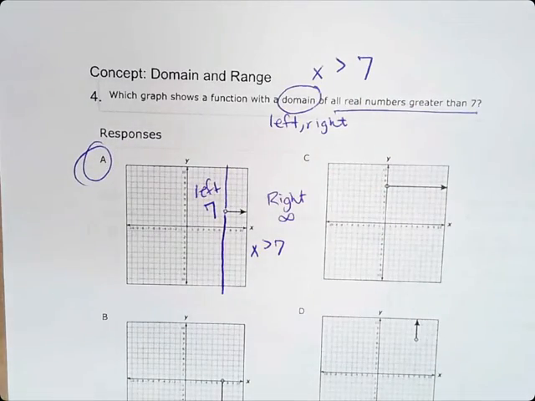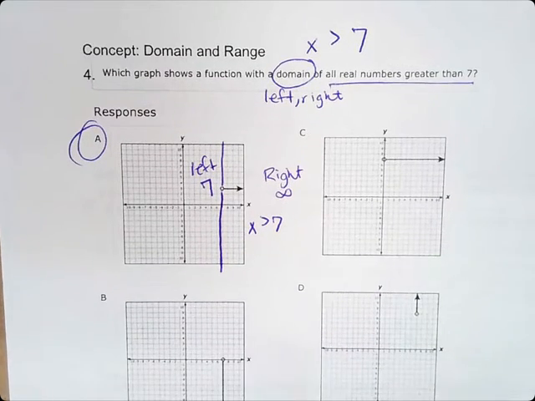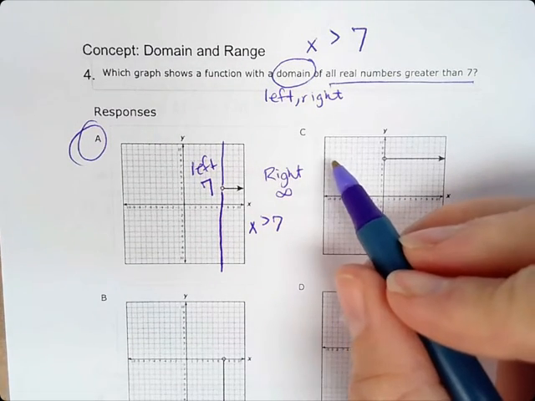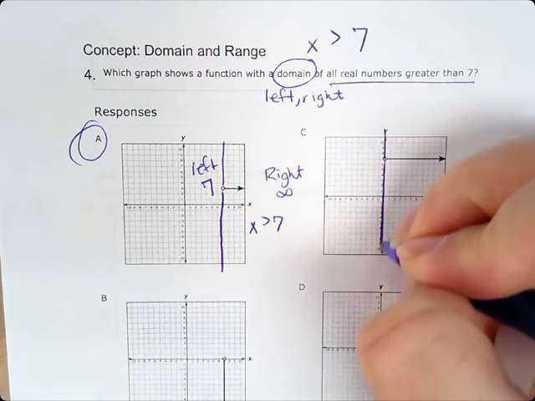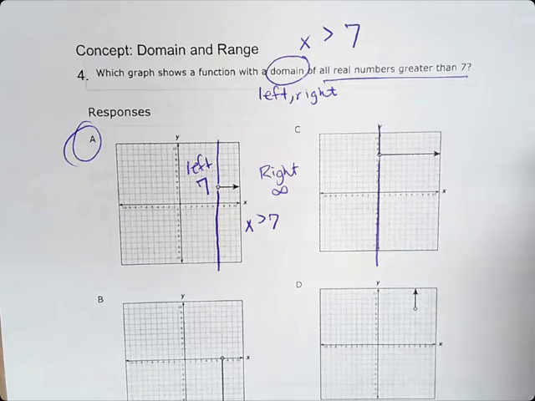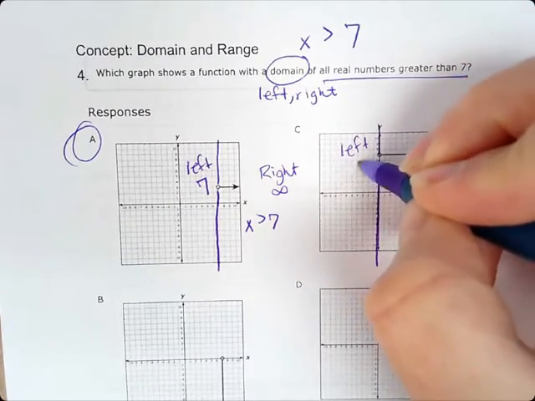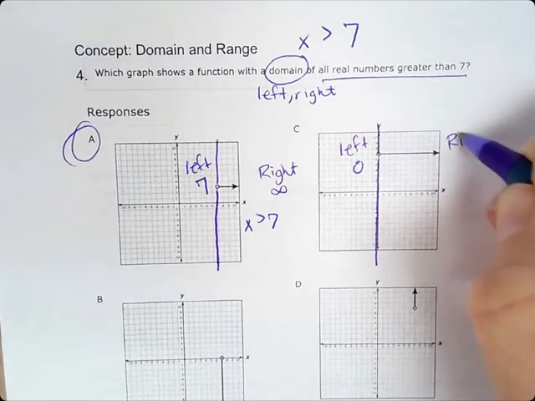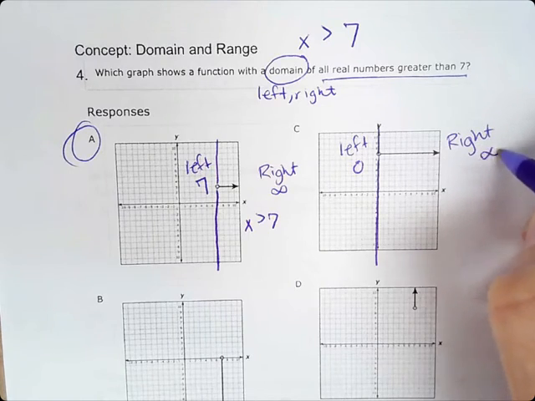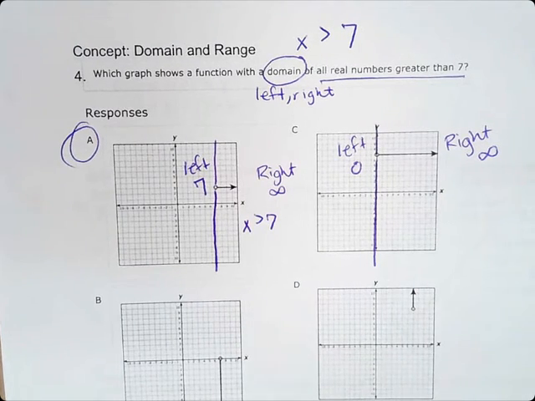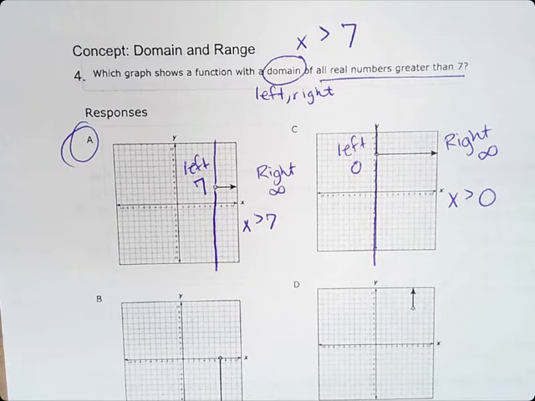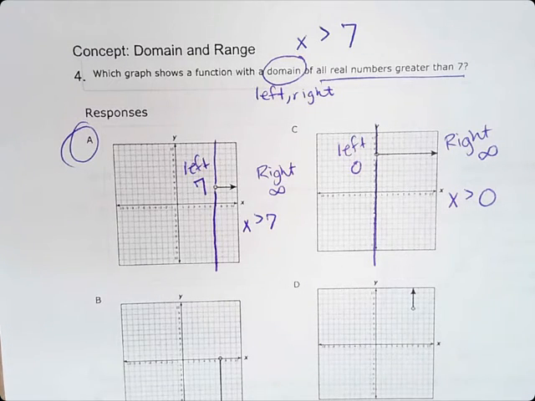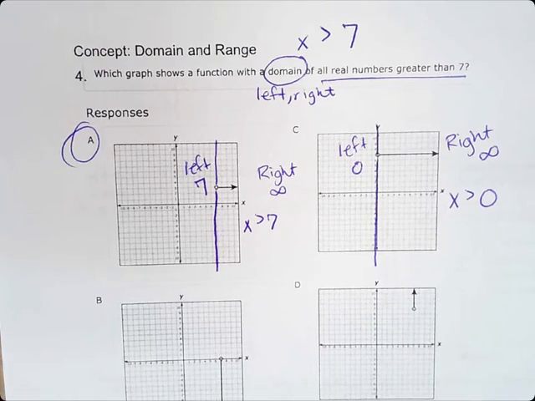I do want to look at the other answers, though, to make sure that you understand why the other ones aren't the answer. So letter C, we're looking at how far left. Well, it goes left to 0 and right to infinity. So this domain is x is greater than 0. The y value is 7, but we're talking about domain.